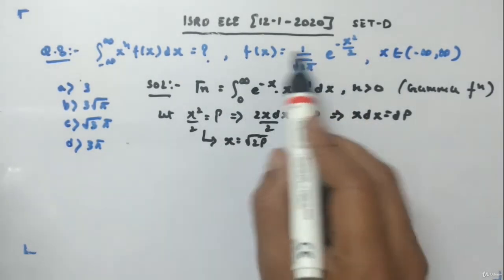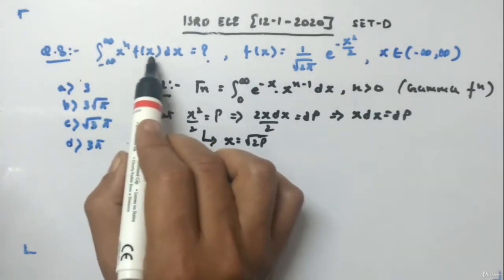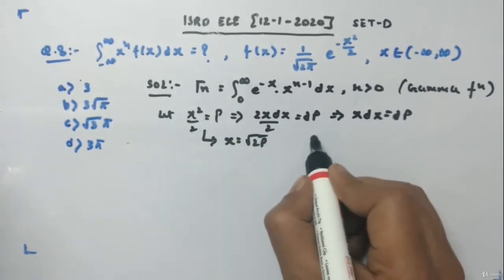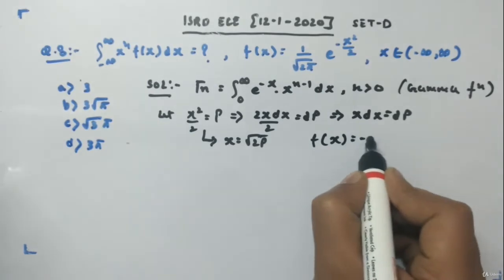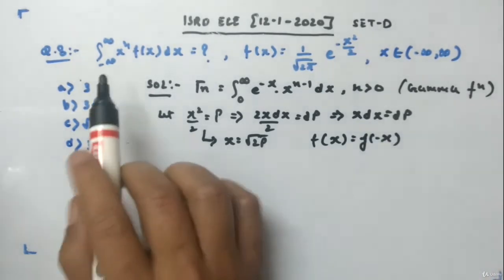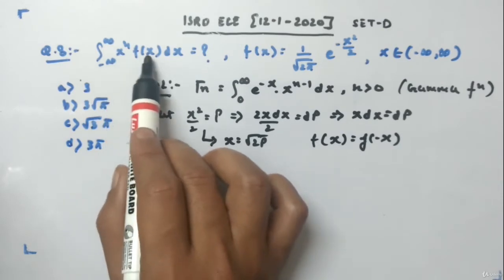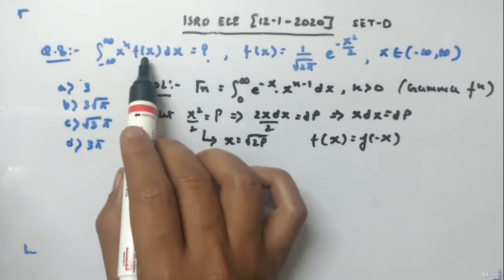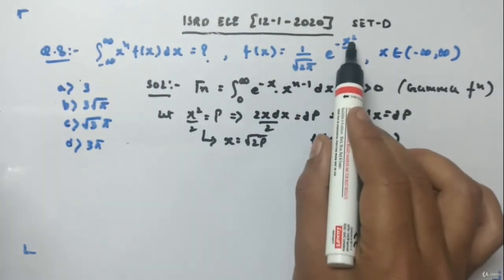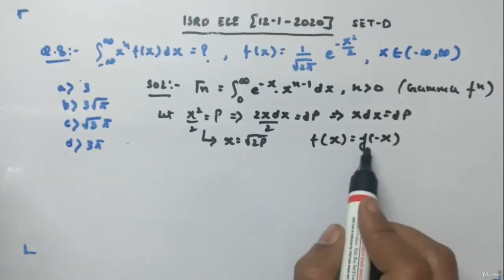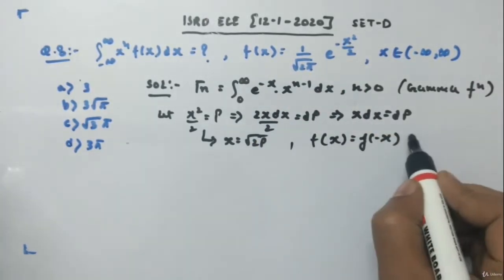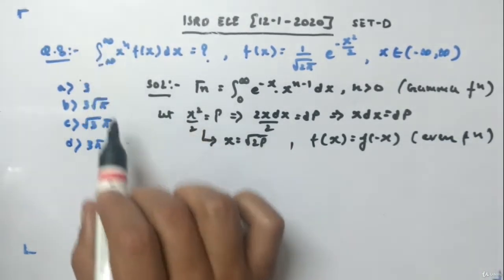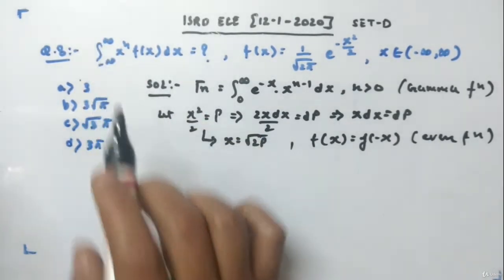Then what? If you look at this whole integrand, x to the power 4 f(x), it is an even function. Why? Because f of x is equal to f of minus x. If you plug minus x in place of x, this is power 4, so it will be x to the power 4 only. And if you put minus x in f(x), because of the square term, you will again have the same term. So that's why it is an even function. So I'll change the limit from minus infinity to plus infinity to 0 to infinity.